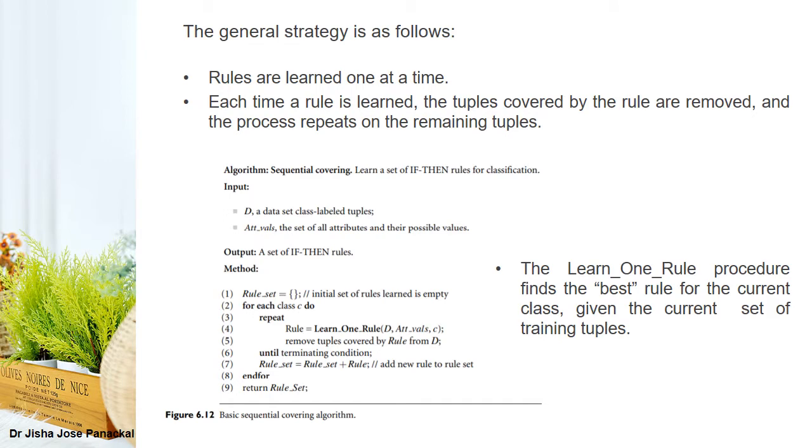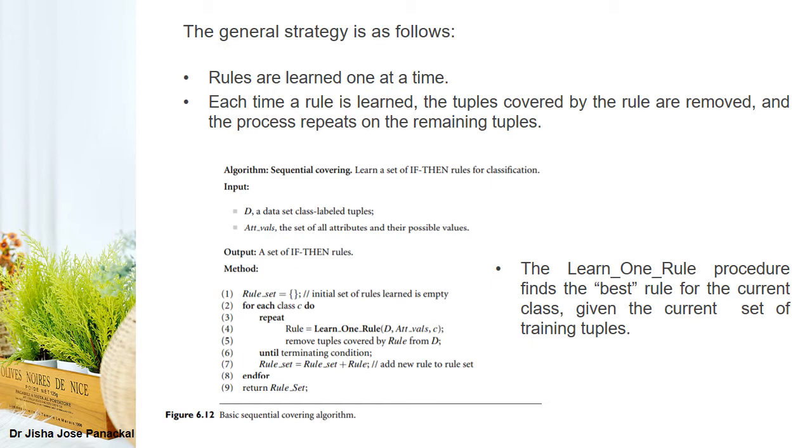The general strategy is as follows. Rules are learned one at a time. Each time a rule is learned, the tuples covered by the rule are removed and the process repeats on the remaining tuples. This is a simple algorithm, therefore I put it here in this particular slide. You can understand the algorithm easily.